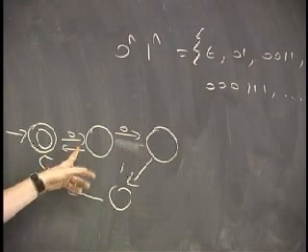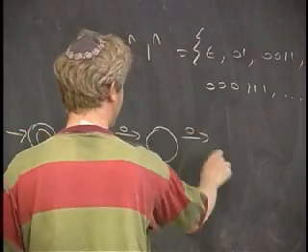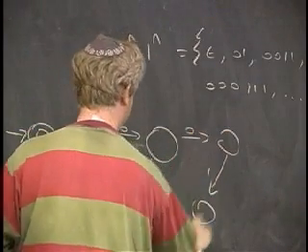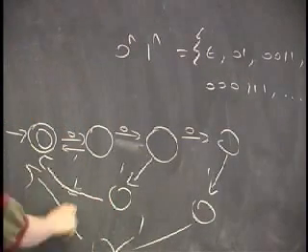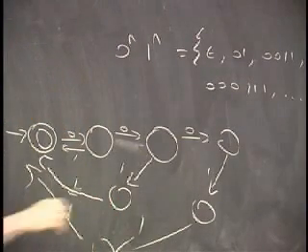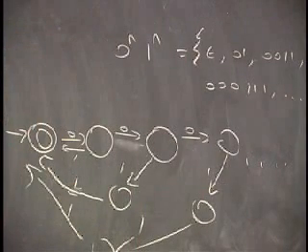So if we kept trying to do this, what would happen? Here's 3 zeros. 1, 1, 1. Right, it doesn't look very finite. This is a nice infinite state machine.